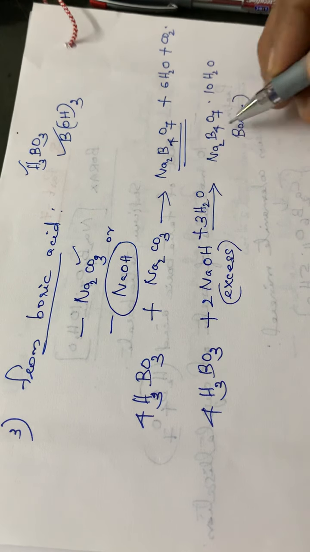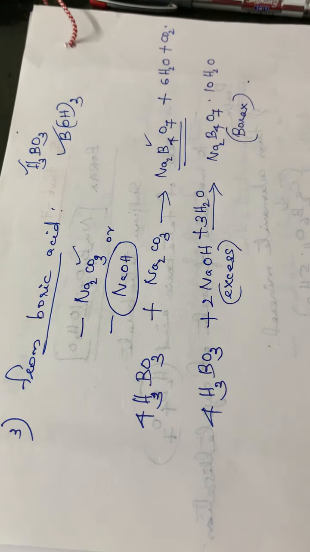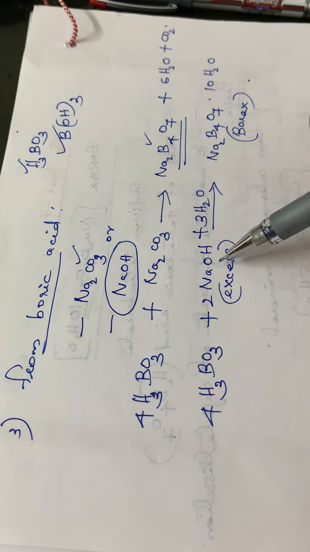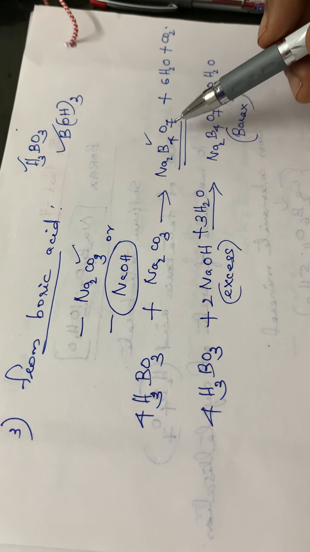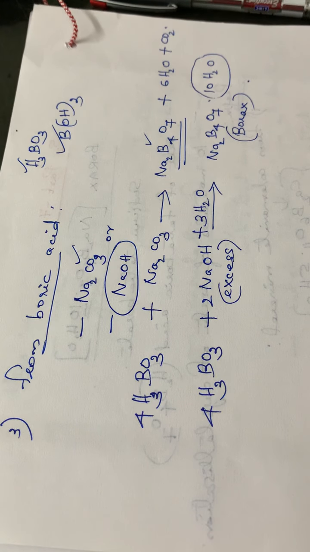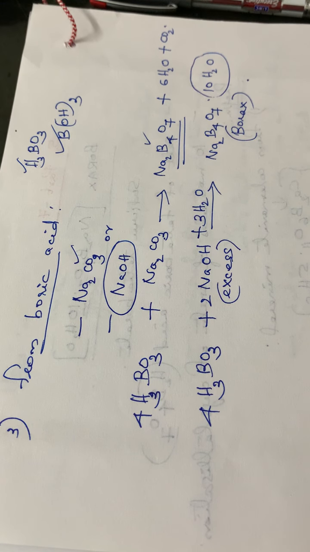Here the water of crystallization is there, whereas in the previous one it is in the anhydrous form. So these are the two reactions with sodium carbonate and sodium hydroxide. The first one gives an anhydrous form of borax, and the second one has water of crystallization, that is 10H2O. Hope you wrote the equation.